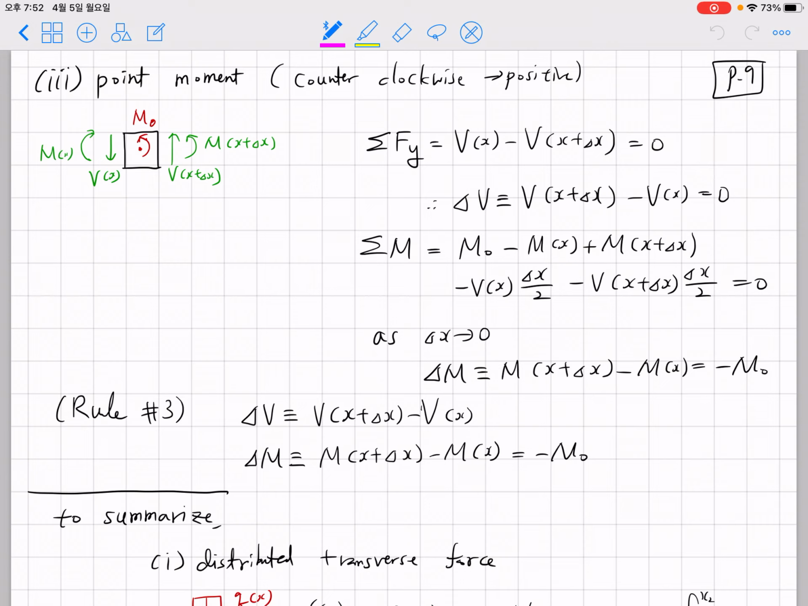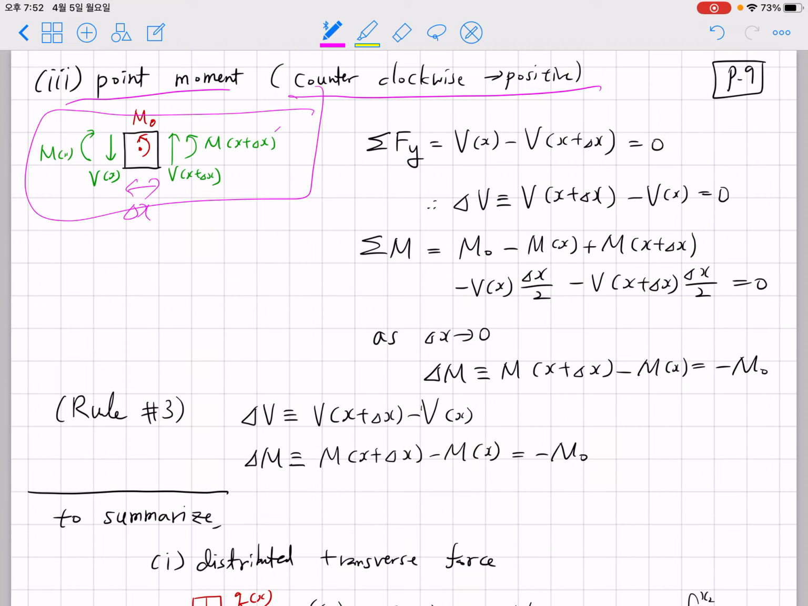Now, as a third external loading, let's consider point moment. As I told you, we're going to take counterclockwise point external moment as positive sign, and we can set a free body diagram of an infinitesimal volume with Δx like this. Regarding the summation of force in the y direction, you have V(x) and V(x+Δx), and you see that the difference between V(x+Δx) and V(x) must be 0, so even though you have a point moment, you're going to expect continuity in V.